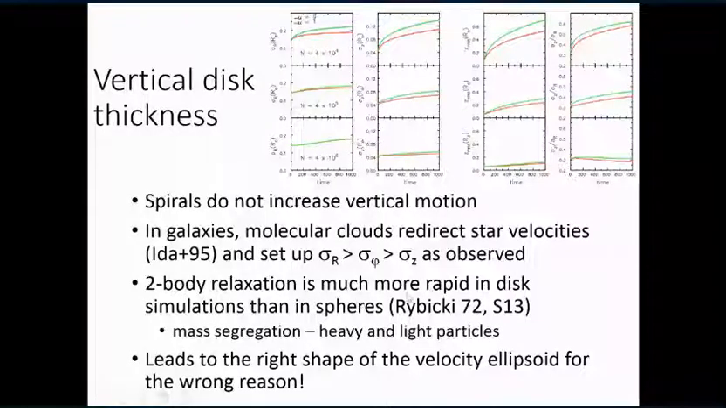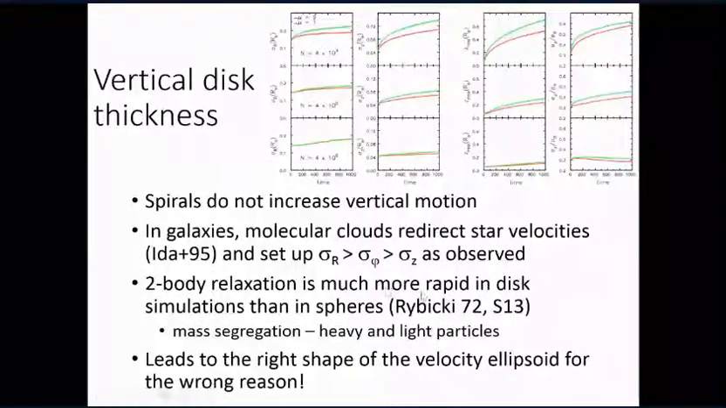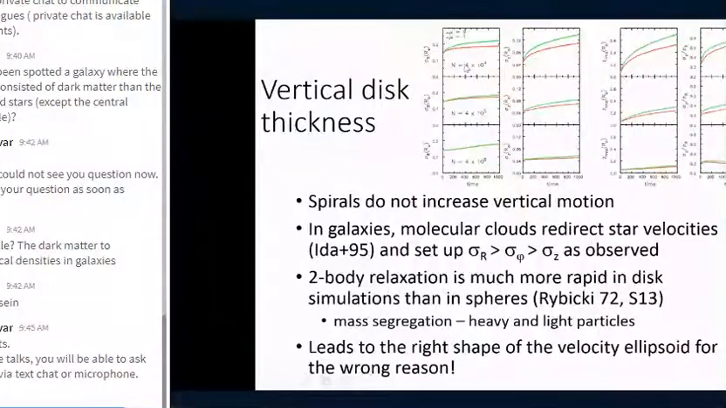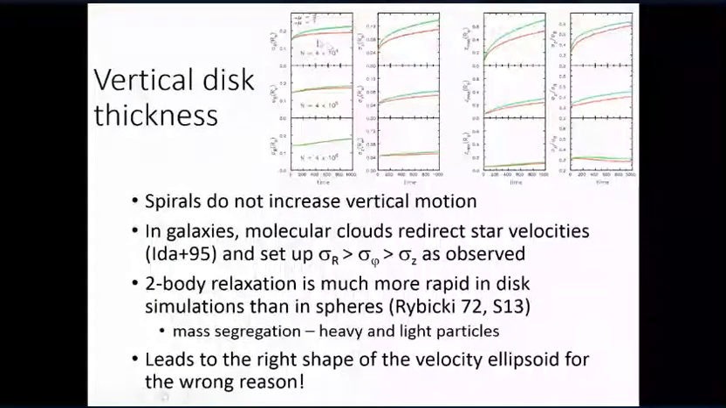And so you're running simulations with particles which are already quite heavy. And two-body relaxation is much more rapid in disk simulations than in spheres. This was something that was pointed out by Rybicki back in '72, but largely forgotten. And I reminded everybody about his paper in a paper in 2013. And these figures show what happens if I run a disk simulation with 10 to the 4, 10 to the 5, or 10 to the 6 particles. And I use two species, a set of particles that are heavy and a set of particles that are light. The green particles are light, the heavy particles are red.